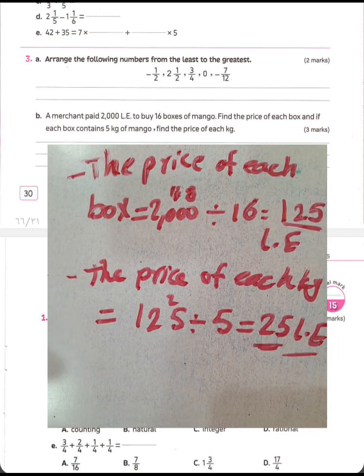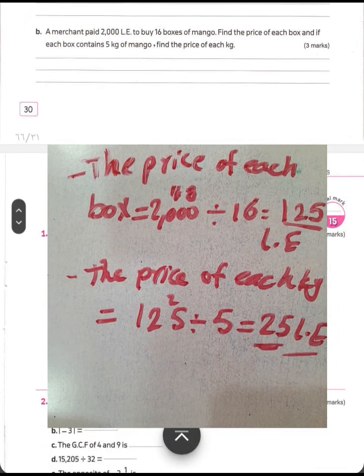It was page 30 from my answer book. Understood?